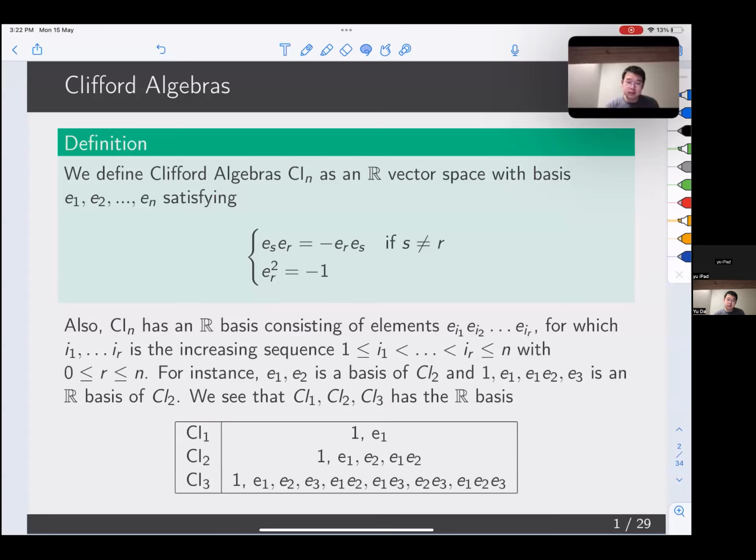So for Cl_n, we have the R basis corresponding to the increasing sequences. For Cl_1, we have 1 and e_1 as the R basis, and for Cl_2, we have 1, e_1, e_2, e_1 e_2 as the R basis. So we can see that the R dimension of Cl_n is 2 to the n.